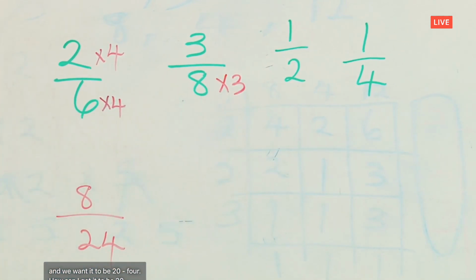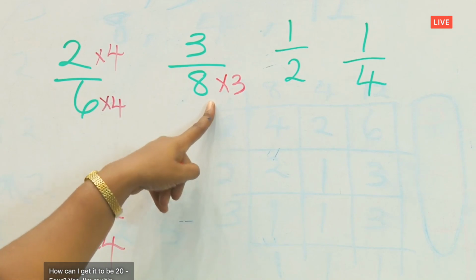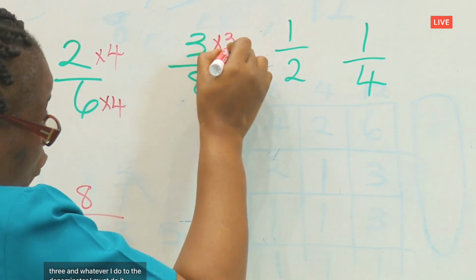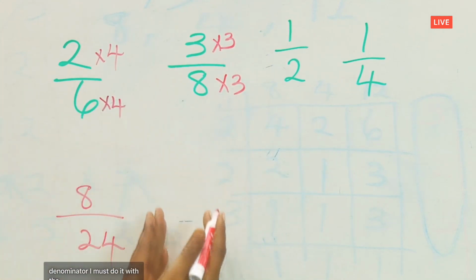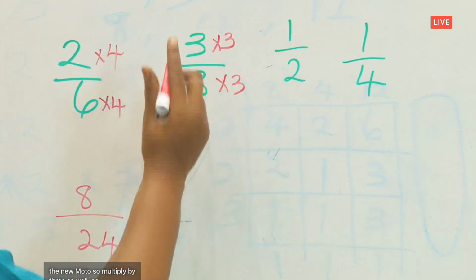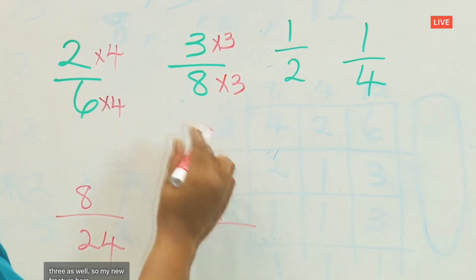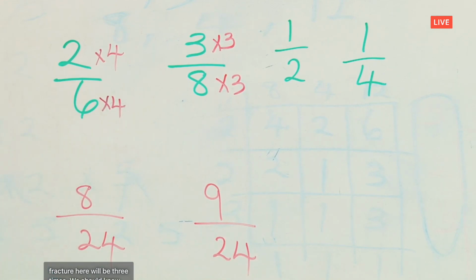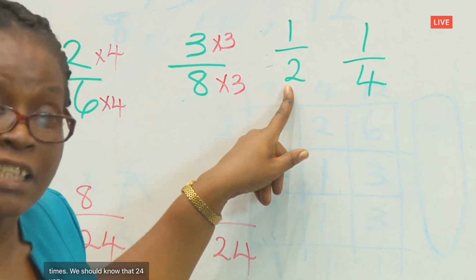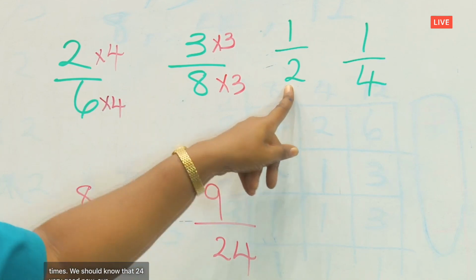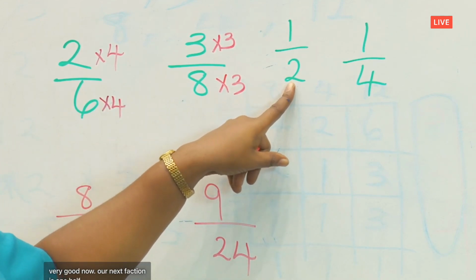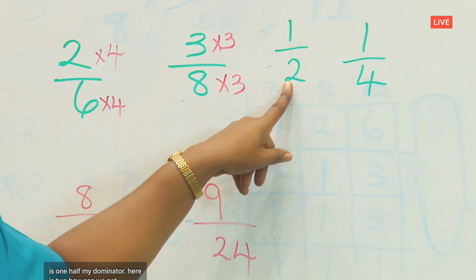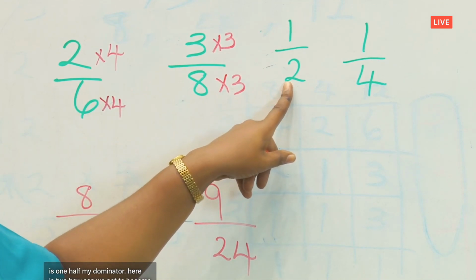8 here, and we want 8 to be 24. How can I get 8 to be 24? Yes, so I multiply by 3. And whatever I do to the denominator, I must do it to the numerator. So multiply by 3 as well. So my new fraction here will be 3 times 3, 9. 8 times 3, we should know that, 24. Very good. Now our next fraction is 1/2.